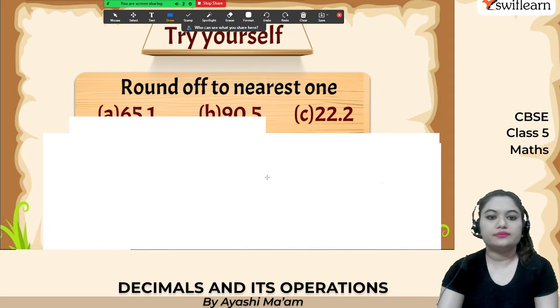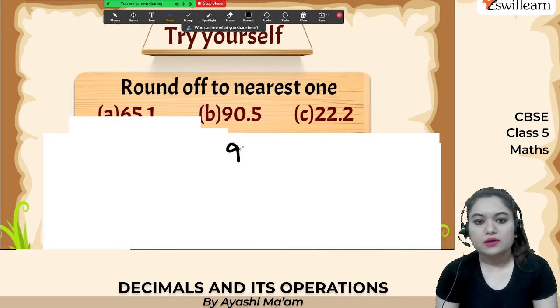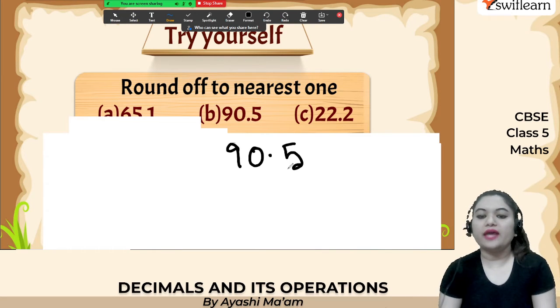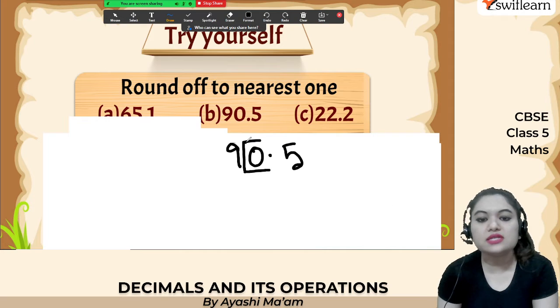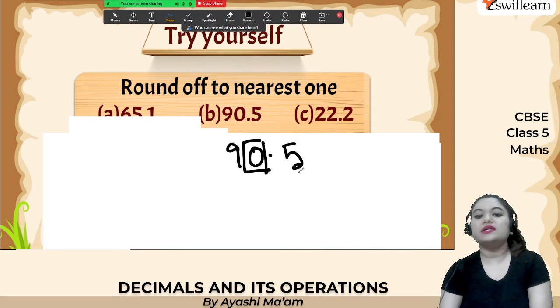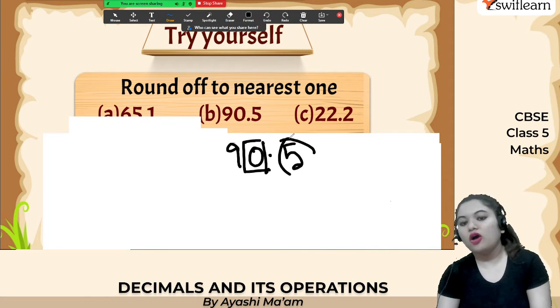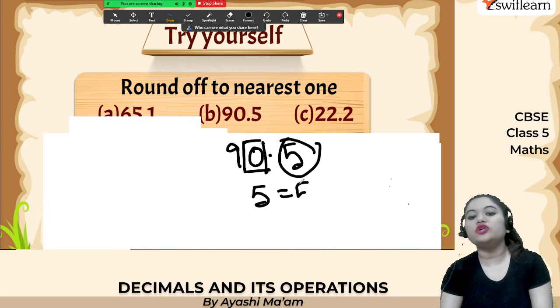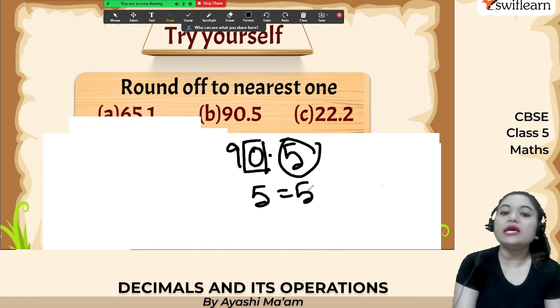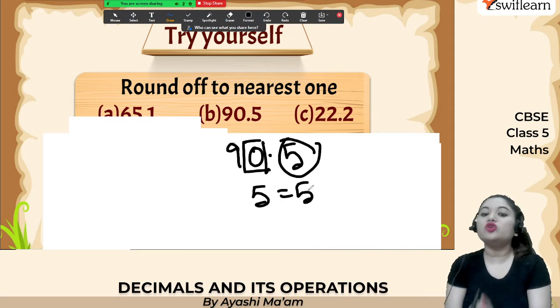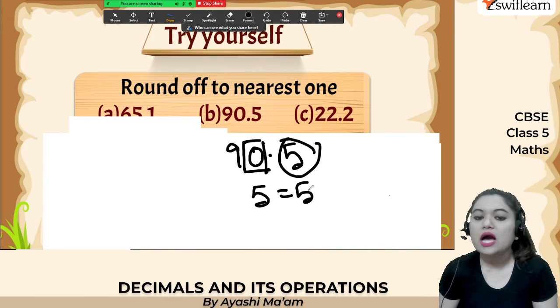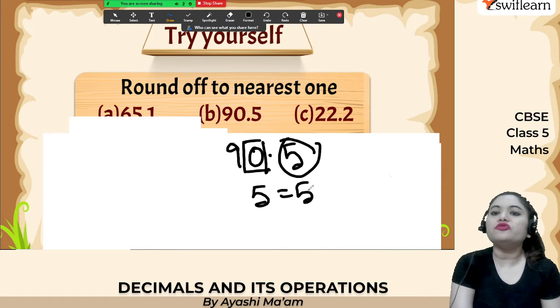Okay. Now let's solve the B. 90.5. Okay, again, ones digit is this one. What is the digit present to the right of ones digit? 5, and 5 is equal to 5. So always we are comparing it with 5. Okay, always you have to compare it with 5. As we know, we do that in our rounding off. Now 5 is equal to 5, right?